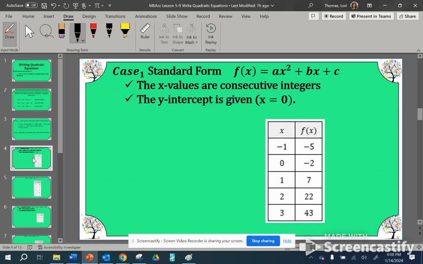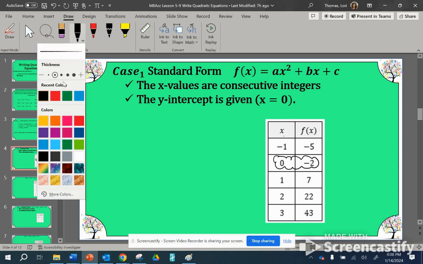So let's begin with case number 1, and I'm going to teach you when you would write in standard form. In order to write in standard form, we will need some consecutive ordered pairs. And when I say consecutive, I'm talking about the x values being consecutive. So for example, we have -1, 0, 1, 2, and 3. These are consecutive. The second piece that we have to know is the y-intercept, and that's when the x value is 0. So we do have our y-intercept.